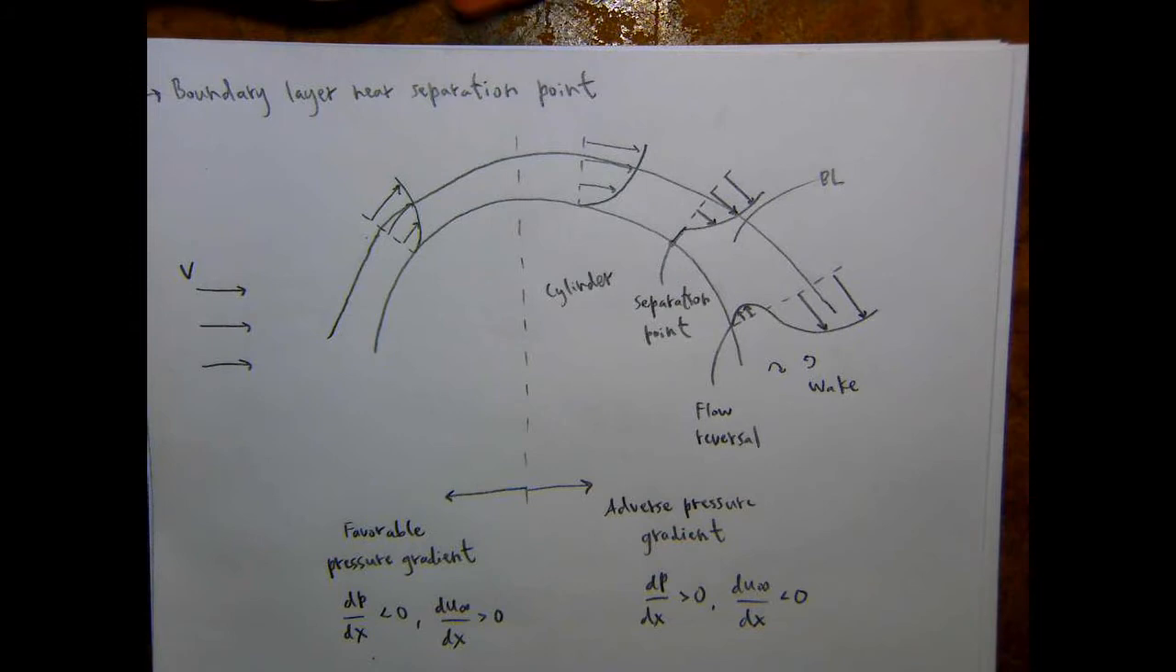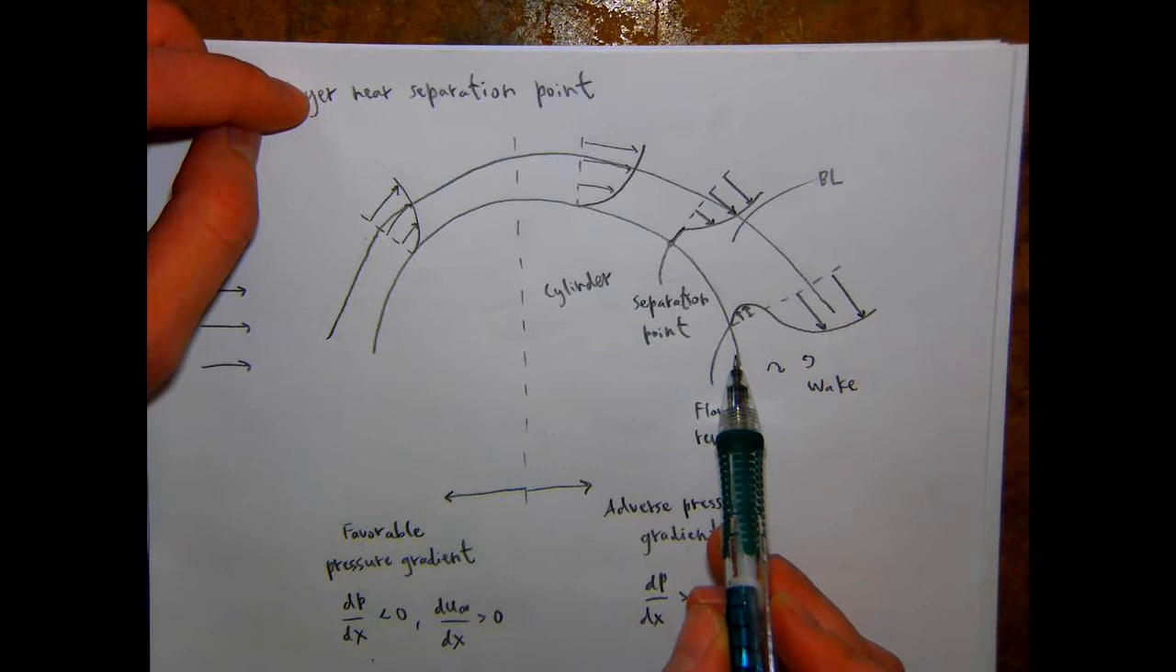And that's gonna have a big effect on the size of the wake and therefore the drag. A laminar boundary layer tends to have a much wider wake because the separation occurs earlier. And then a turbulent boundary layer stays attached until later, so it has a narrower wake.